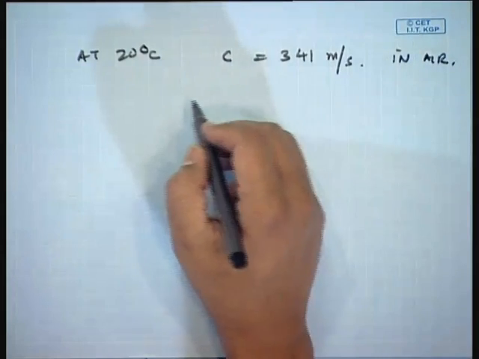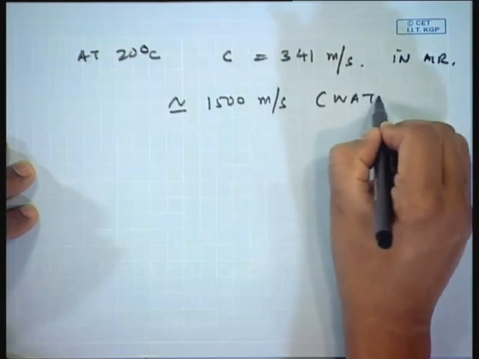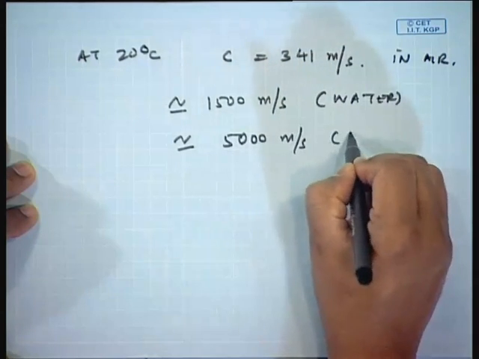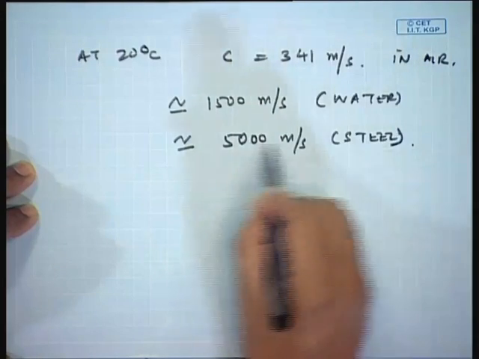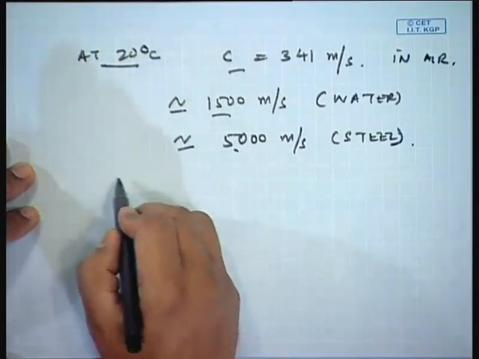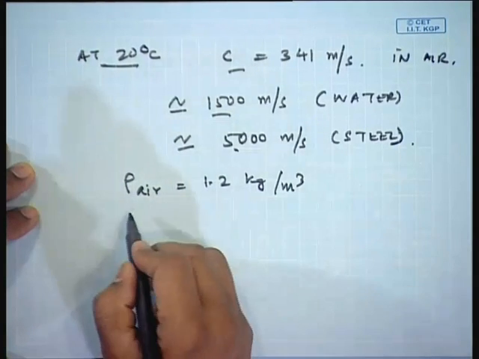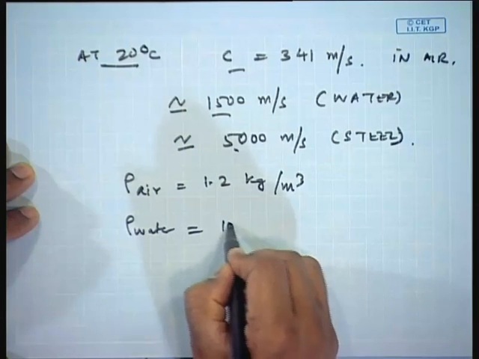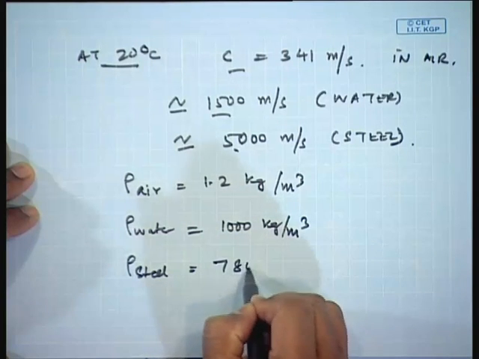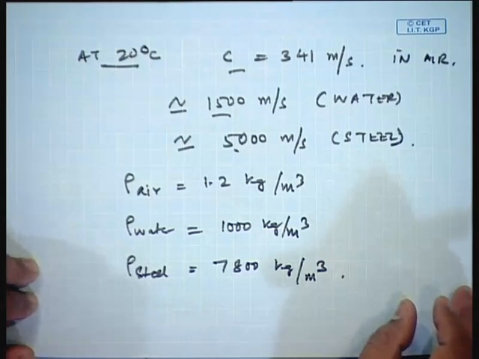The speed of sound in water is about 1500 meters per second. In steel, it is close to about 5000. With density, the speed of sound is also increasing. Something you have to keep in mind. And the density of air is 1.2 kg per meter cube, the density of water is 1000 kg per meter cube, and the density of steel is 7800. These are certain values you have to keep in mind.